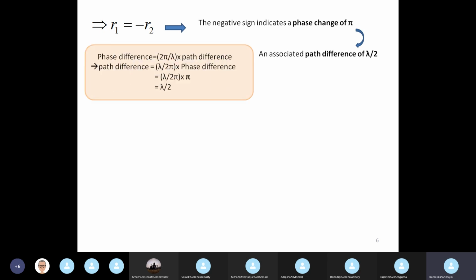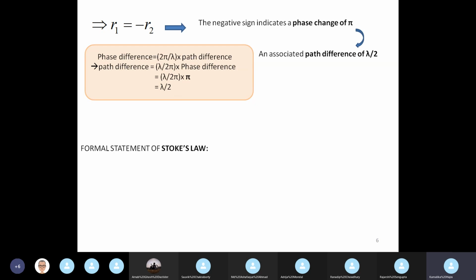Why? Phase difference is 2 pi by lambda into path difference. So path difference is lambda by 2 pi into phase difference. Here phase difference is pi. So path difference is lambda by 2. Okay.